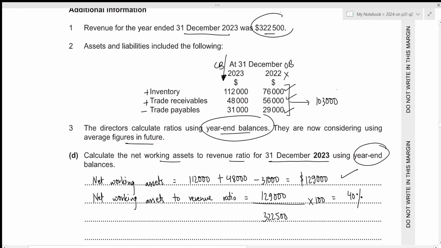So this is the opening balance, this is the closing balance. If the opening balance is lower than the closing balance, it means that the average figure will also be lower. If the average net working asset is lower, this is the value we use within our numerator. So if the numerator value is decreasing, then the overall figure will also decrease. That will be the impact.